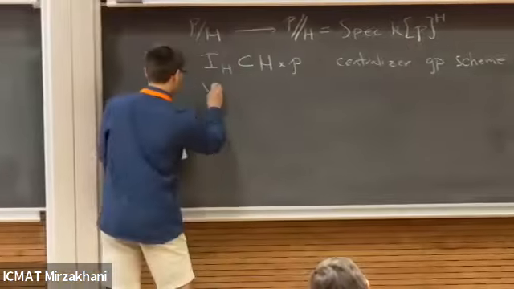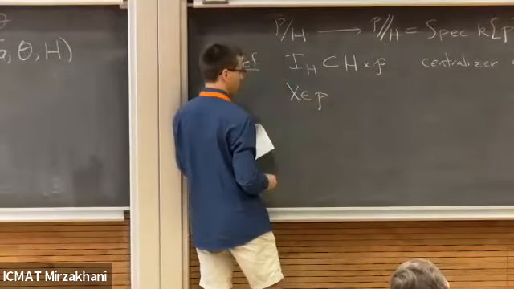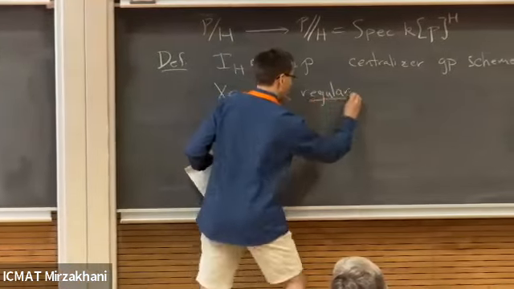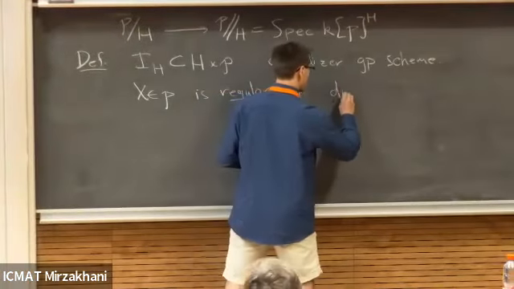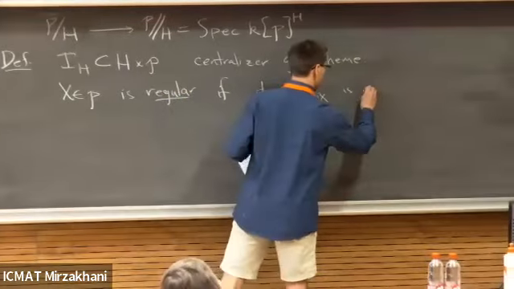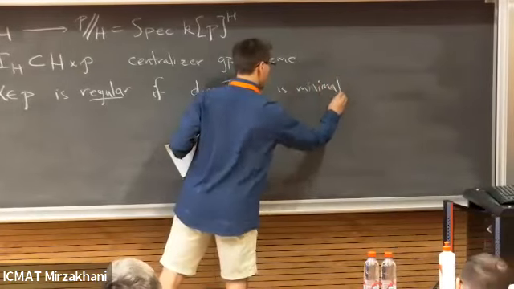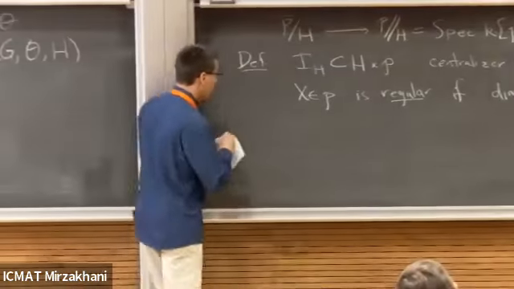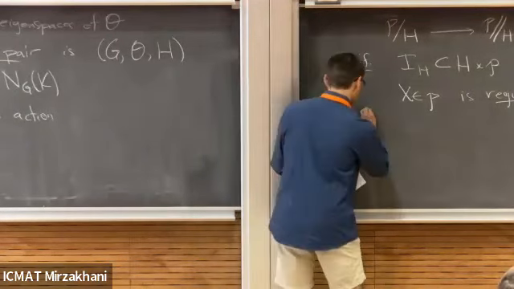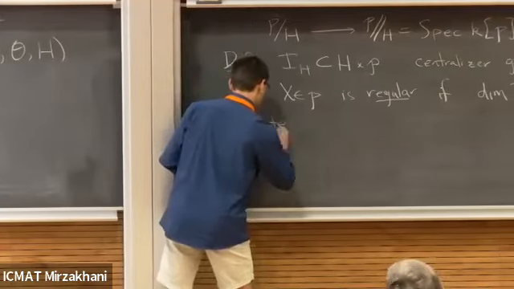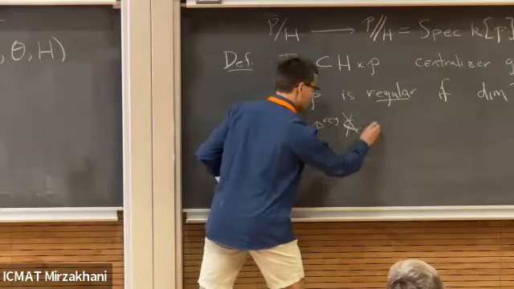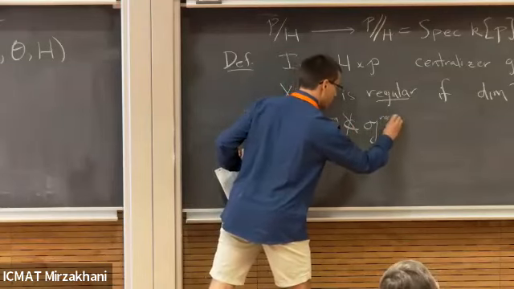And I'm going to say that an element of P is regular if the dimension of its stabilizer I_H(x) is minimal. And note that this definition of regular has to do with the H action. So a word of caution is that the regular locus in P does not have to agree with the regular locus in G in general.